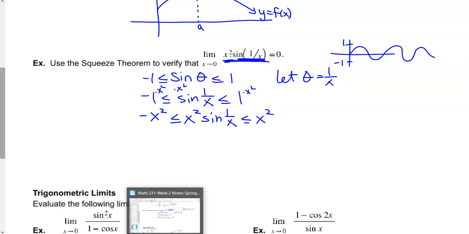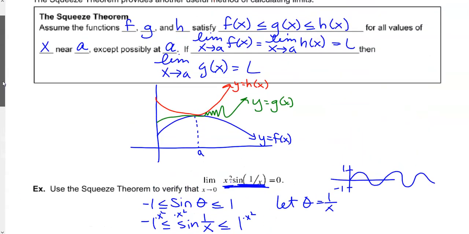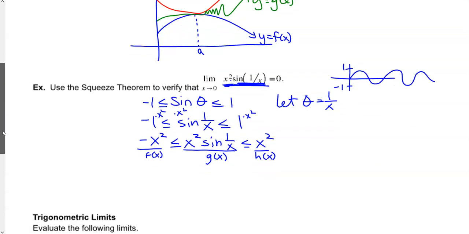Now, what do I have here? I've got three functions, okay? I'm going to let this one symbolize f of x. This is the g of x that I'm looking for, and I'm going to let this one symbolize h of x. So what I need to do by the squeeze theorem is to determine what is the limit of f and the limit of h. Is it the same value? And if it is, then I found the limit of g.